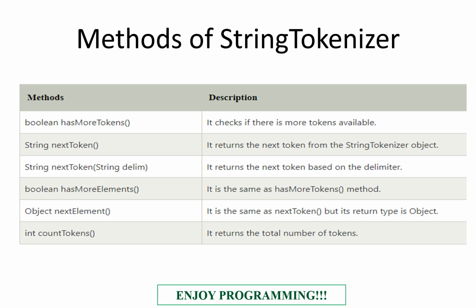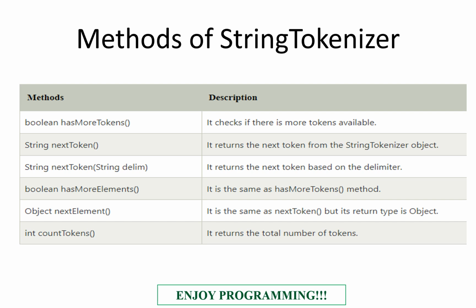The next method is nextToken, whose return type is String, and it returns the next token from the string tokenizer. If there are no tokens available, this will throw NoSuchElementException.